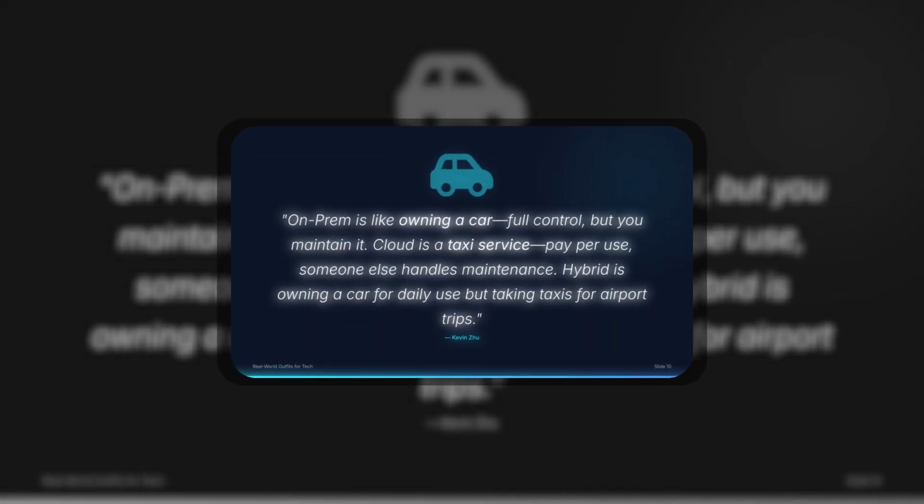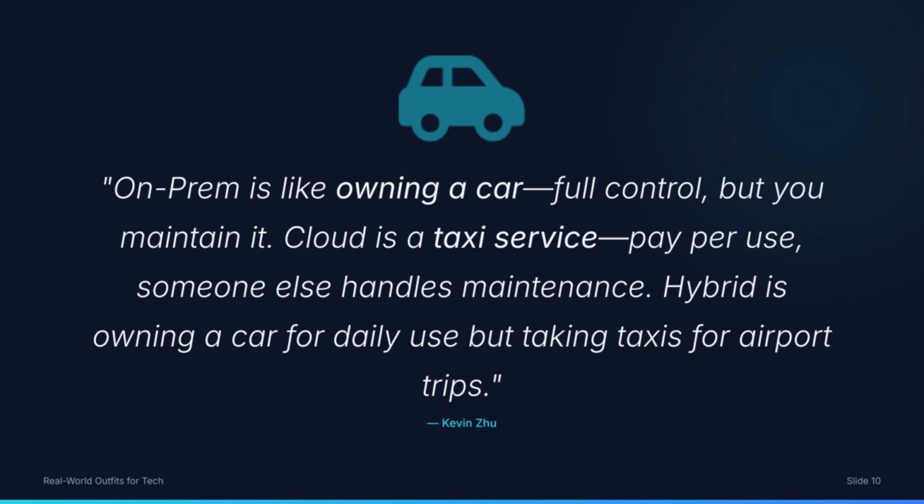The car analogy. On-prem is owning a car. Full control, you maintain it, upfront cost. Cloud is a taxi service. Pay per use, someone else handles maintenance. And hybrid is owning a car for daily use, but taking taxis for airport trips. Most modern organizations run a hybrid model. Sensitive or regulated data stays on-premise for control and compliance, while less critical services move to the cloud for flexibility and cost savings.